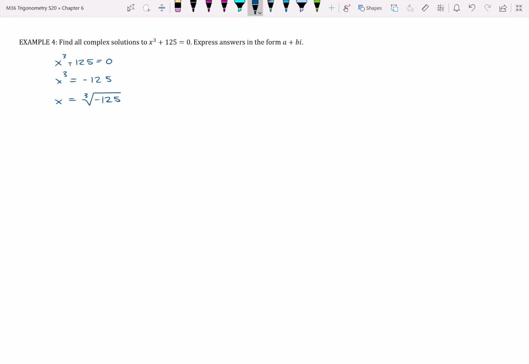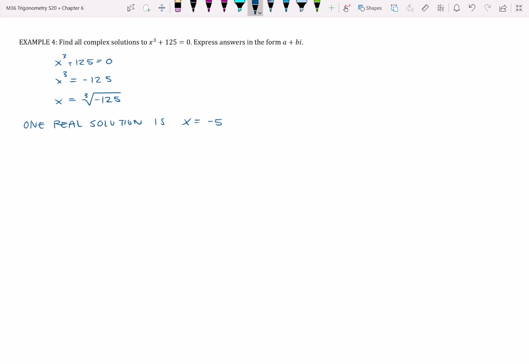Okay, so now at this point, notice that we have a negative inside this square root, and we actually know one of the solutions. One of the solutions is just a real solution. We know that negative 5 is a perfect cube, right? So one real solution is x is equal to negative 5, because again, negative 5 to the third power is negative 125.